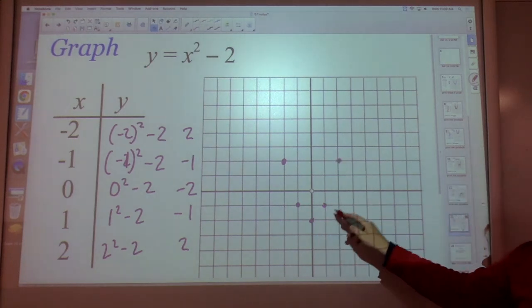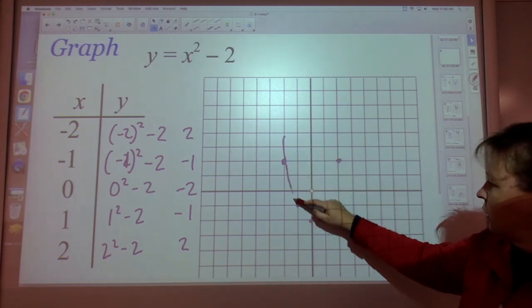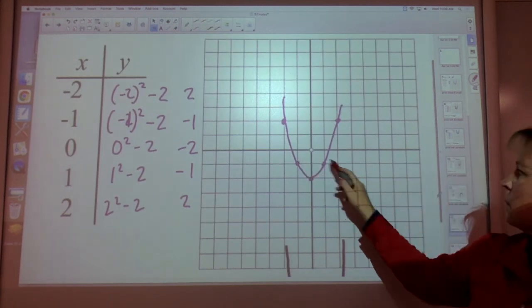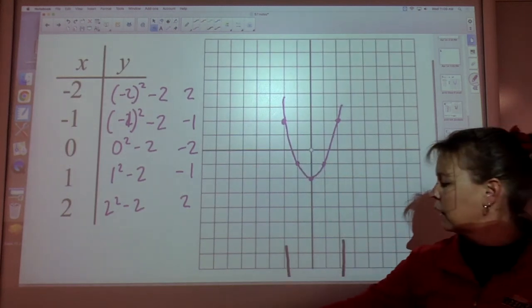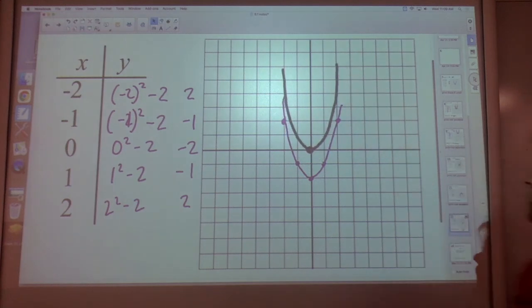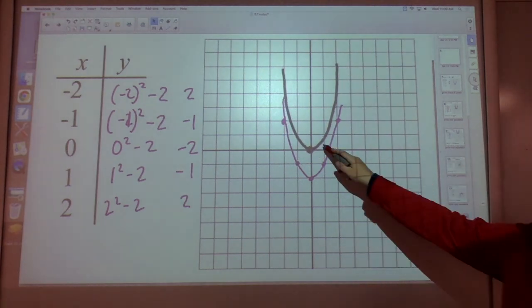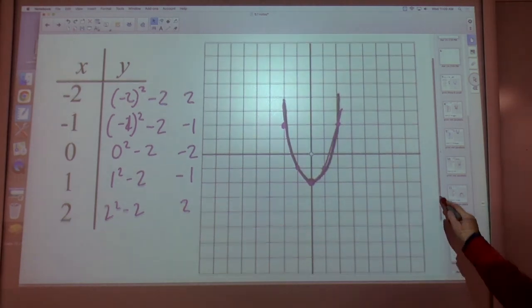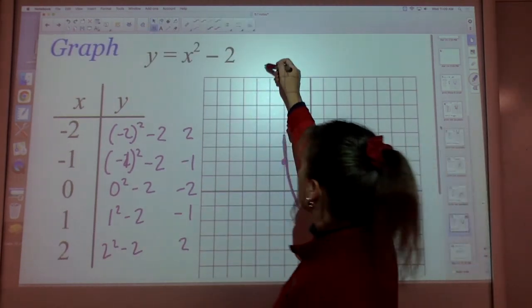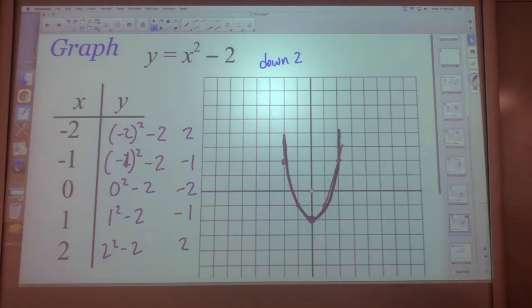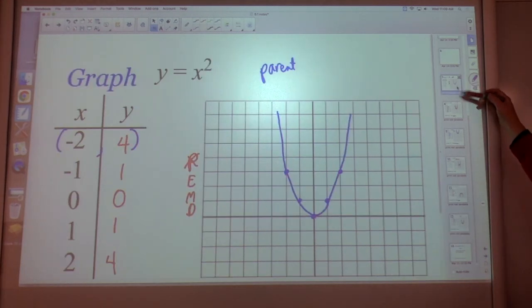Always make sure once you are done graphing that this actually looks like a parabola. Otherwise, you made a mistake. Those dots should be on the same side, opposite side of the vertex. How does that compare to our original graph? It's the exact same size. The only thing that it did is that it went down 2 spaces. Down 2 spaces.